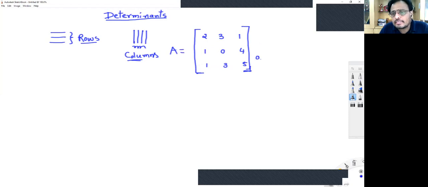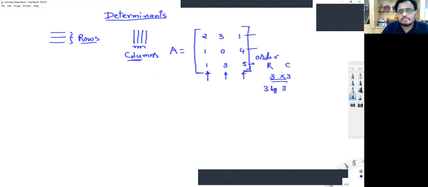Every matrix has some order. So how to read the order? First you have to count the number of rows present in it. There are 3 rows, and after that the number of columns. The number of columns is 3. Therefore, this is a matrix of order 3 by 3. We can call it 3 by 3.